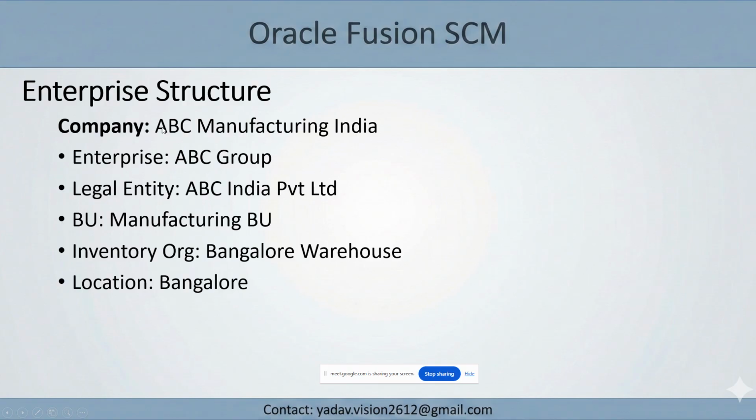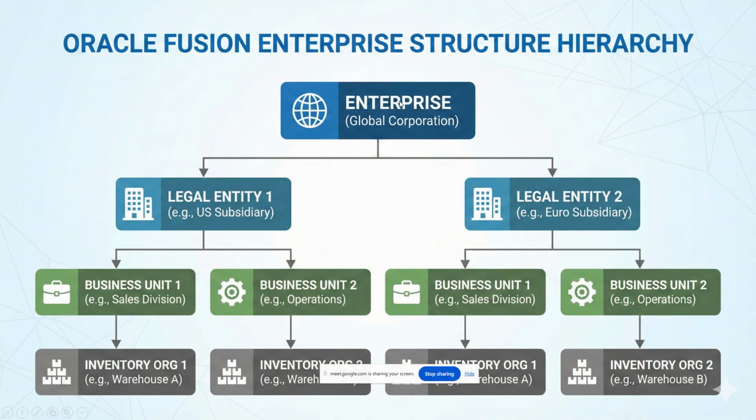I take an example of ABC manufacturing company, where they are going to have their enterprise structure, legal entities, business units, inventory organizations, and locations. So this is how it's going to be represented. Here you are going to have ledgers as well. At the end of the day, where is the data going? You are going to have how much profit you got, how much loss you got. You need to show those statements to the auditing team.